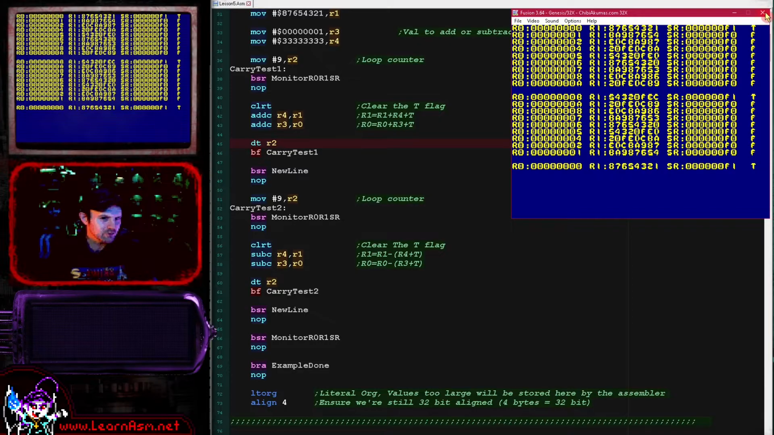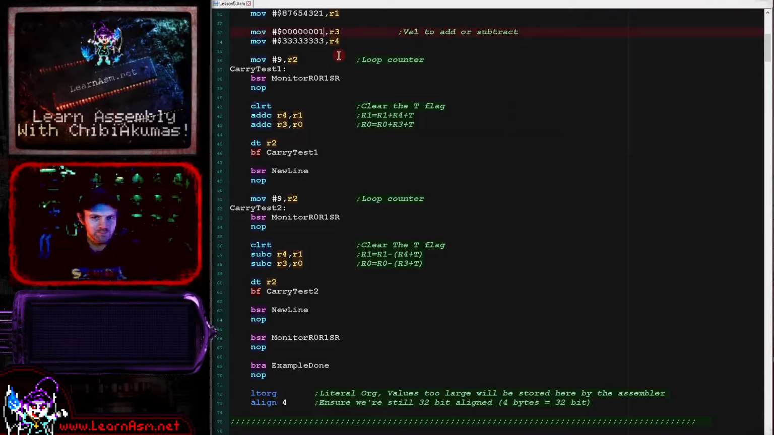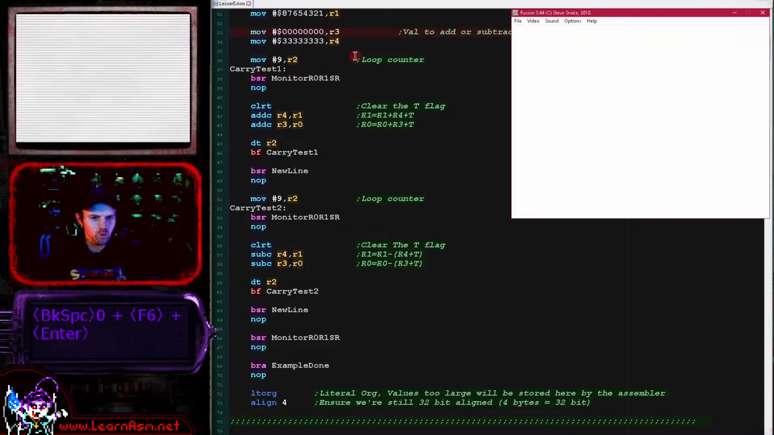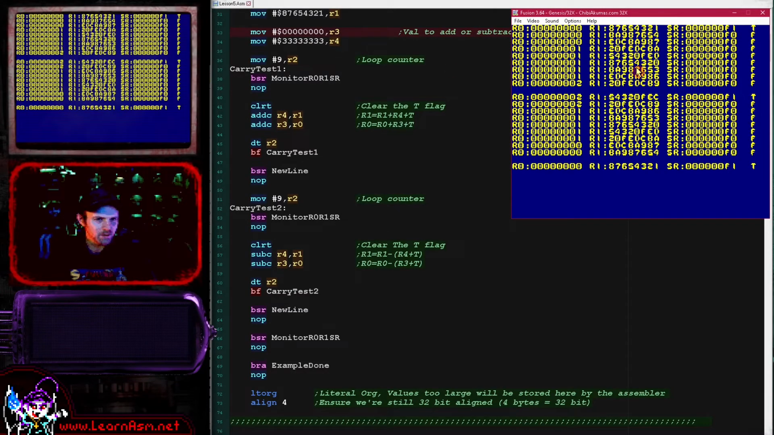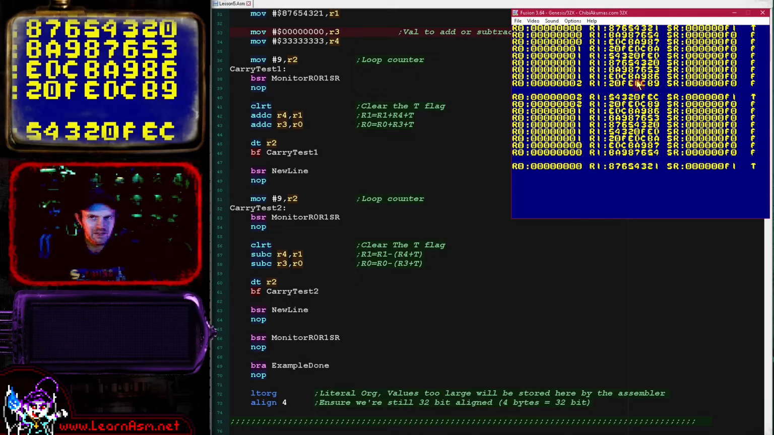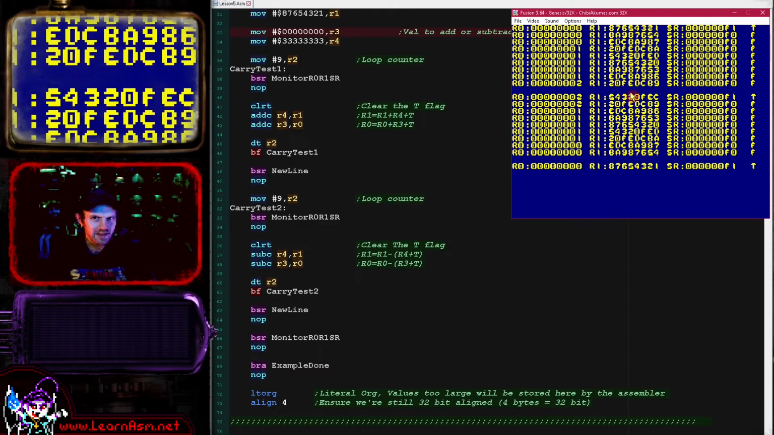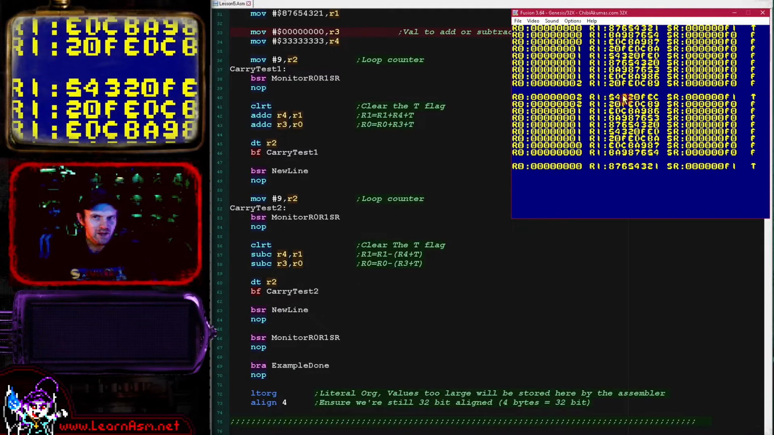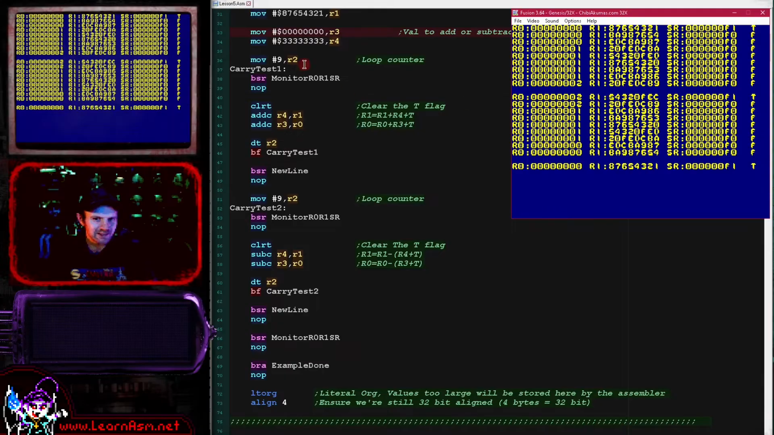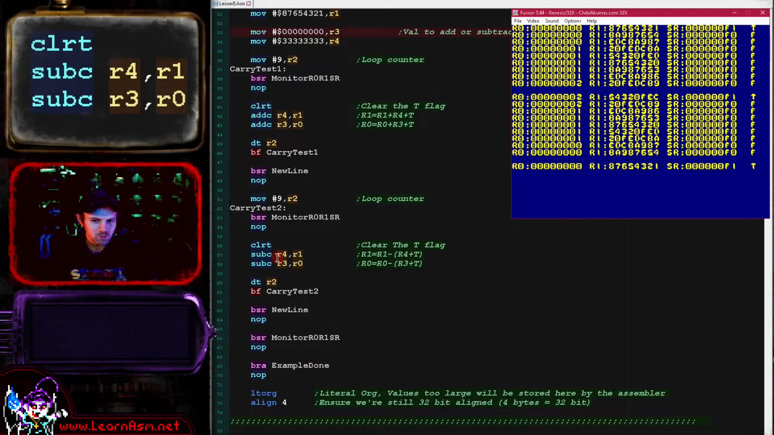Now let's just restart that. Let's just get rid of my extra 1 there just for clarity. So in this case we're doing the opposite, and now we're doing our subtractions here. And so we started with this value here, and after our last addition it ended up as 54320FEC, and then we are going to repeatedly subtract our test value in the same way as we added it.